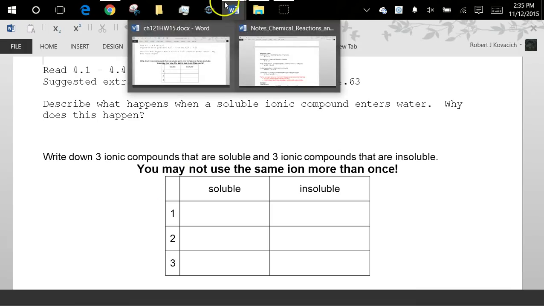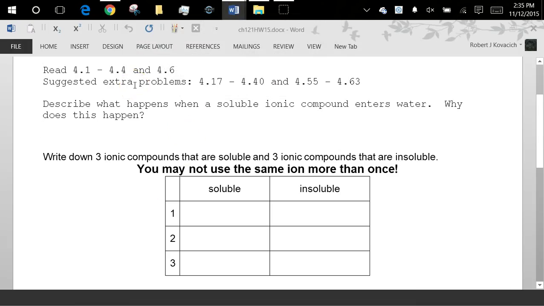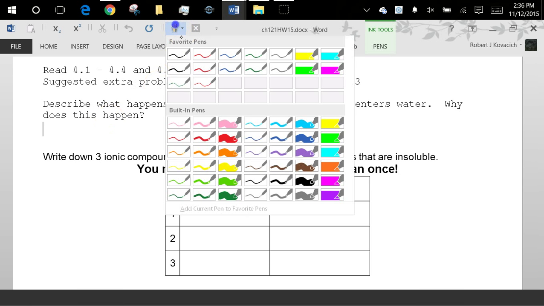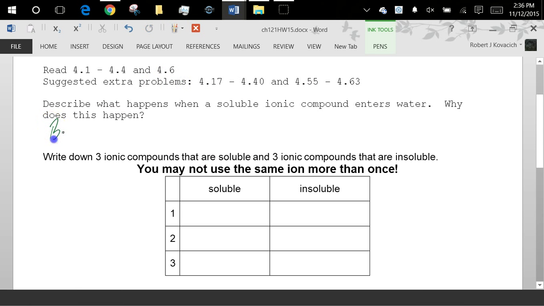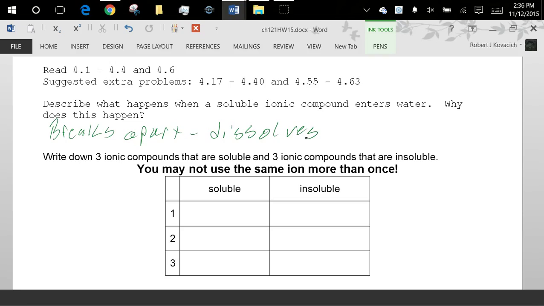Okay, this first one up here, you have a soluble ionic compound. What happens when it hits water? It breaks it apart? Does it break the compound apart, or does it specifically break each individual molecule? It breaks the compound apart, not the molecules away from each other. It breaks the molecule in half, or into its constituent ion pieces.